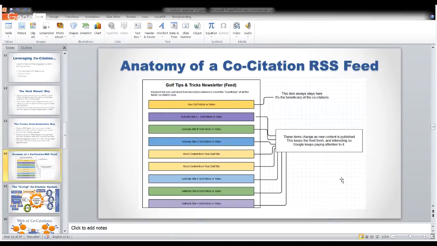Okay, so now you might be wondering what a co-citation RSS feed looks like, so I've drawn up this little graphic, and the different colors indicate different websites. Let's say this is an article that I am trying to push, and remember that you're not trying to push simply one particular article or page on your website. You would do this to multiple different pages on the site, because what you're really trying to do is raise the authority of the site. And once the authority of the site comes up, it pulls all the pages up with it.